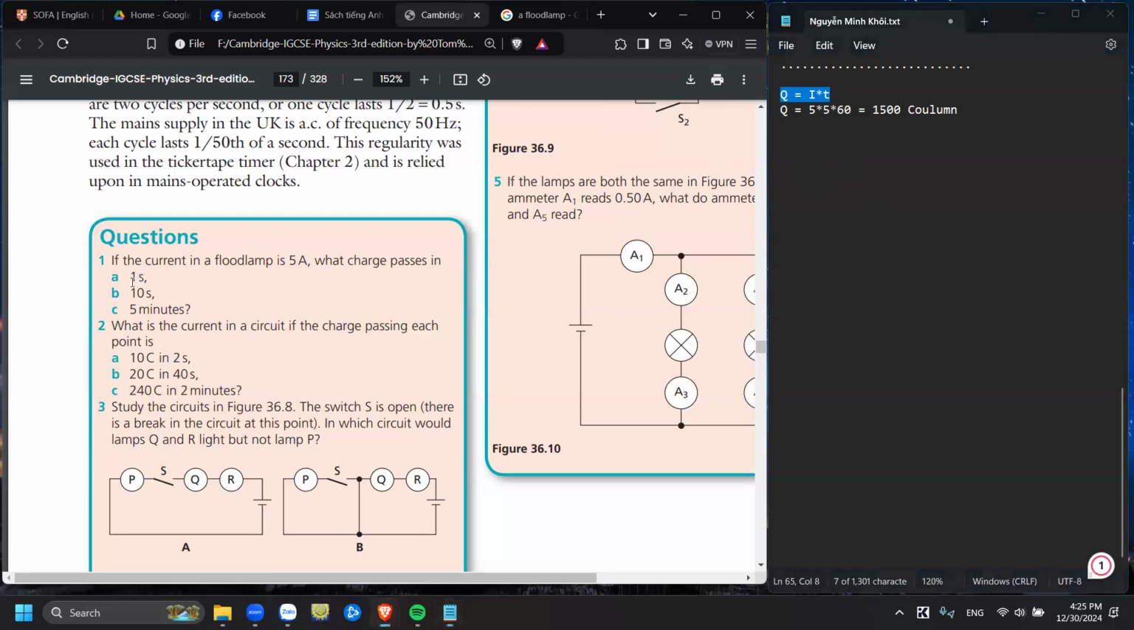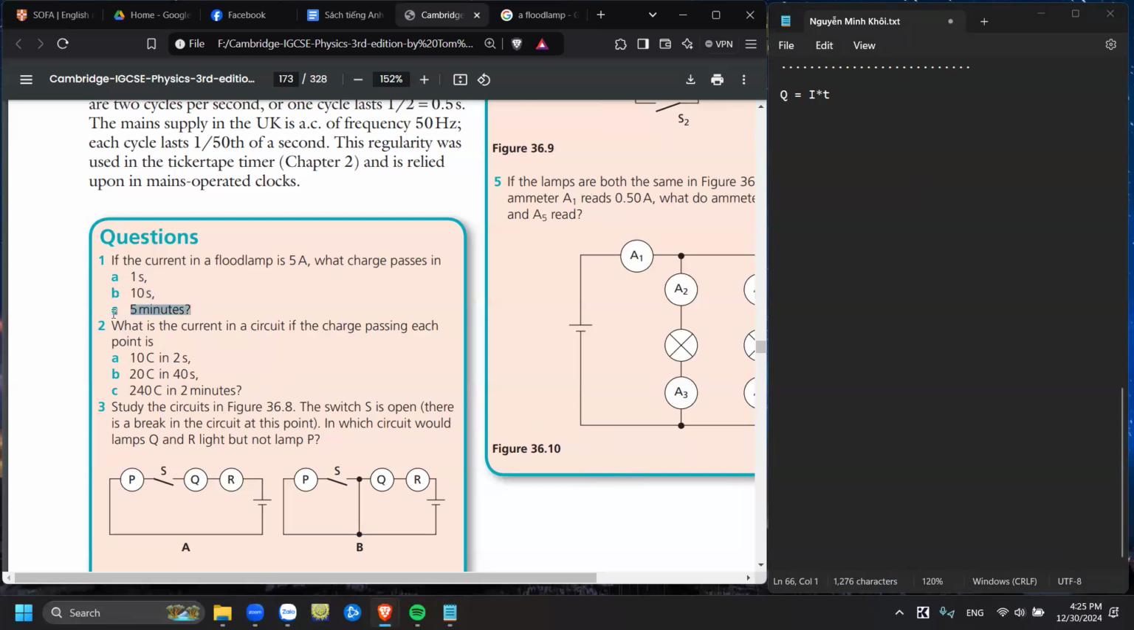Okay, let's try again. 1A. What is the charge passed in 1 second? Try again. 1 second. It's 5 coulomb. 10 seconds is 50 coulomb.